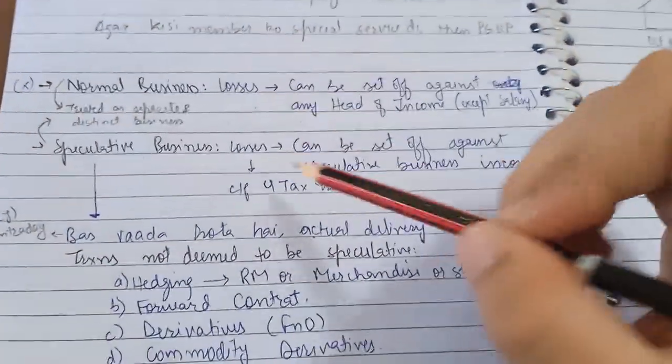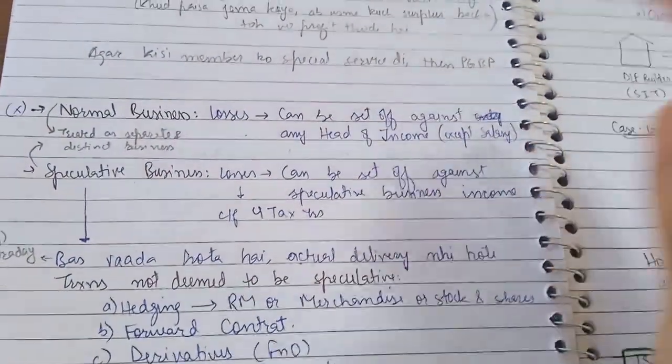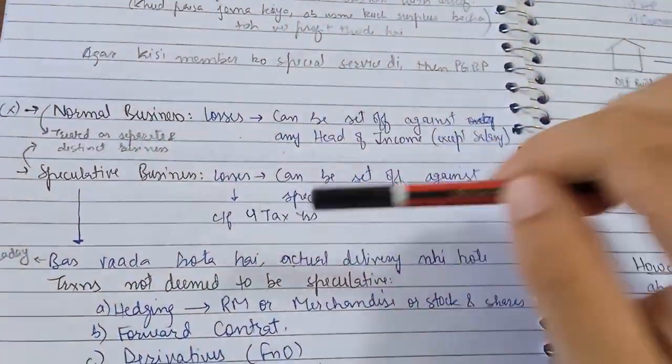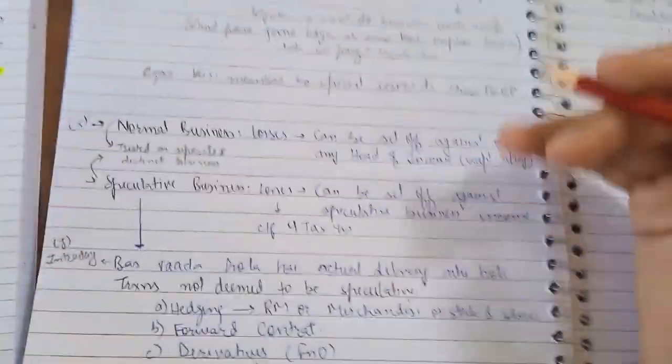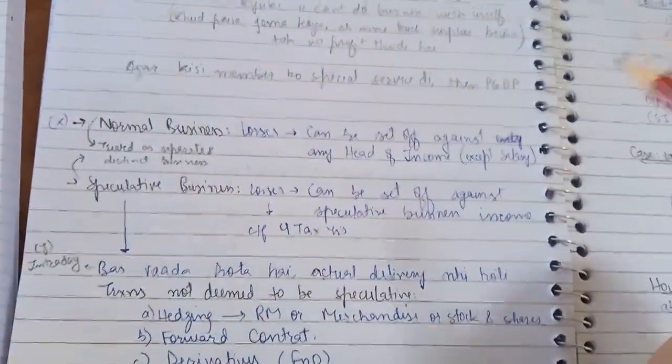But the losses from speculative business, we cannot set that off with any other head of income except the speculative business income, and we can carry it forward for 4 tax years. So there is a difference in the treatment of the losses of the businesses. That's why they are treated as separate and distinct businesses.